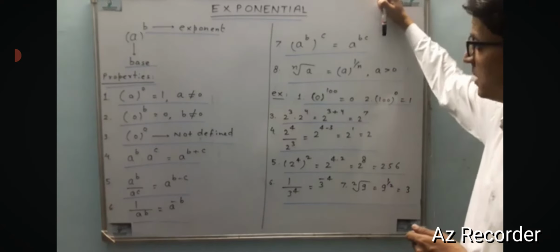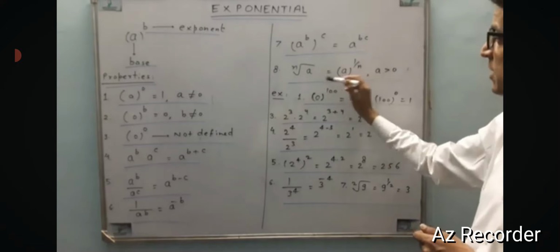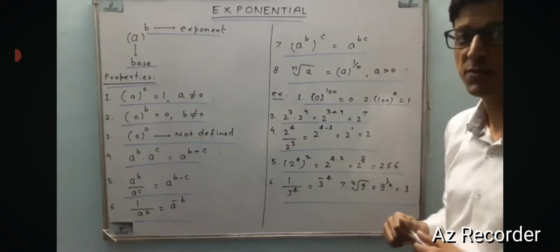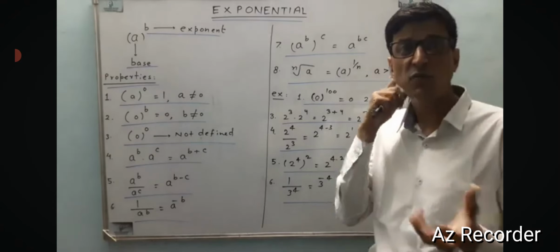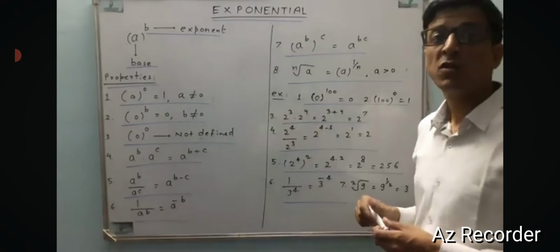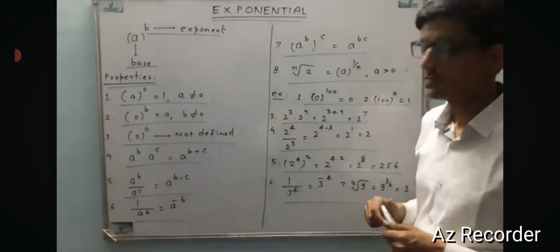If the nth root of a is to be found, then it's equal to a raised to power 1 by n, given that a is positive. We have taken this approximation because if a is negative, then roots may be complex also. So we are constraining our domain to the set of real numbers only. Let's look at some examples.